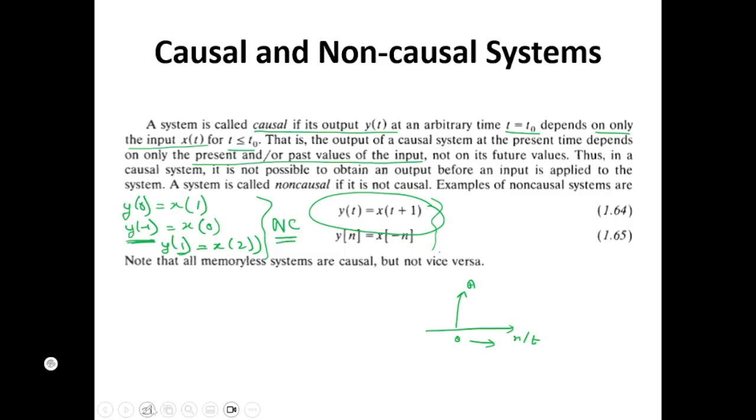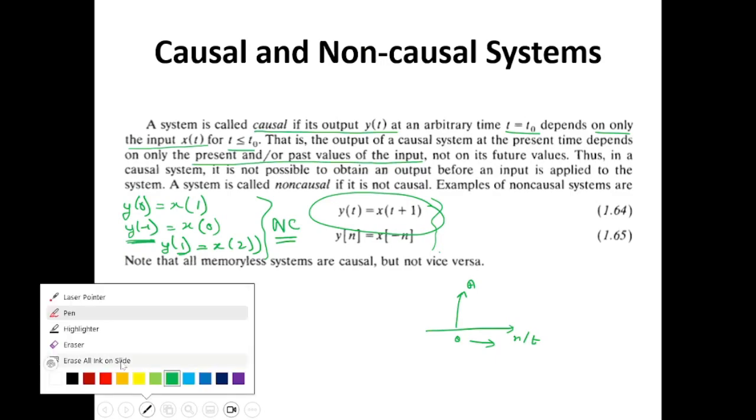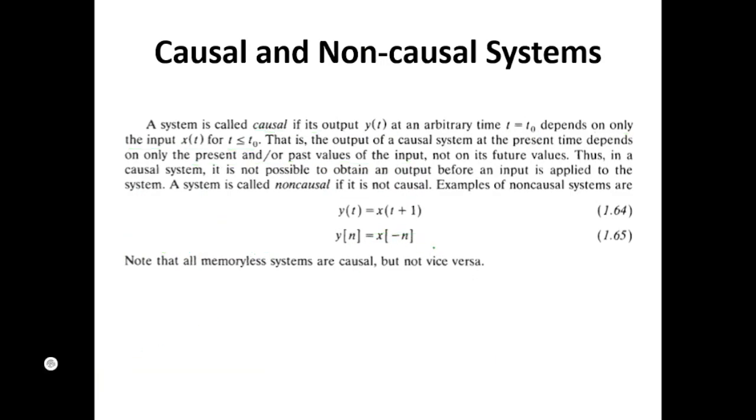Now let us take the next example, y[n] equals x[-n]. So y[0] equals x[0]. What does this indicate? This is a causal system. Then y[1] equals x[-1]. So what should the system be like? Causal system. What I said, you have to check it at three instances.